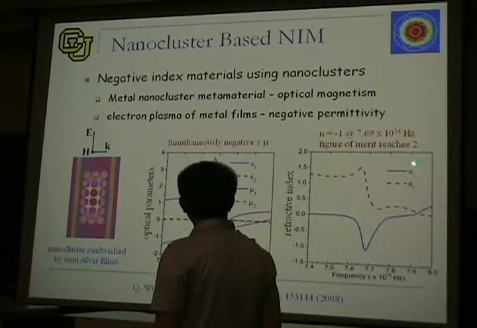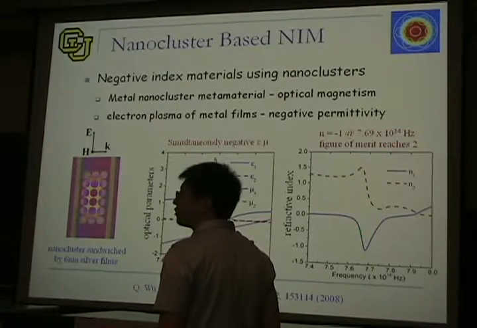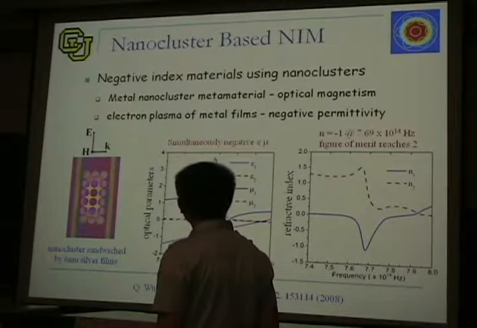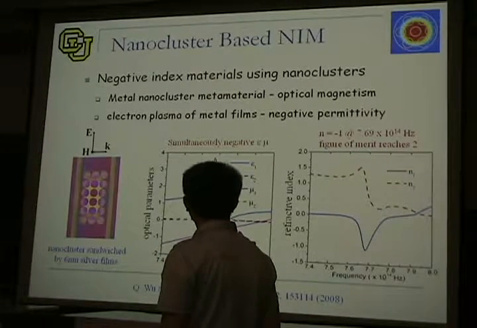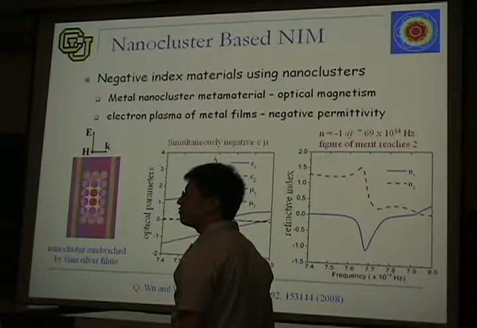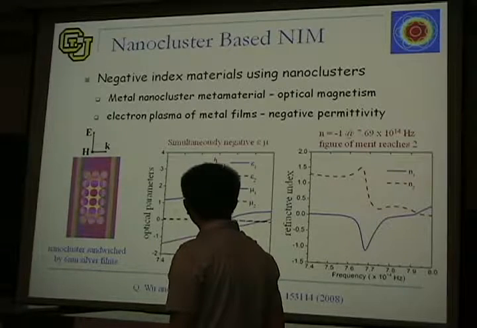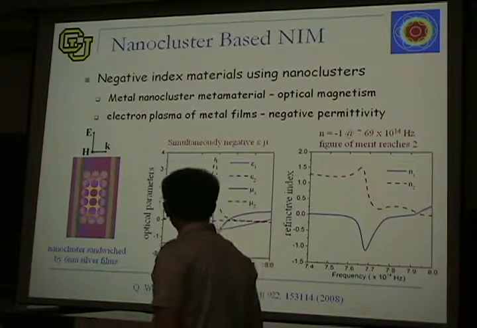People always use a figure of merit, which is basically the ratio between the real and the imaginary part of the refractive index, to characterize the properties of the metamaterials. In this case, they reach a maximum number of 2, which is actually similar to other types of negative index materials such as the fishnet structure.